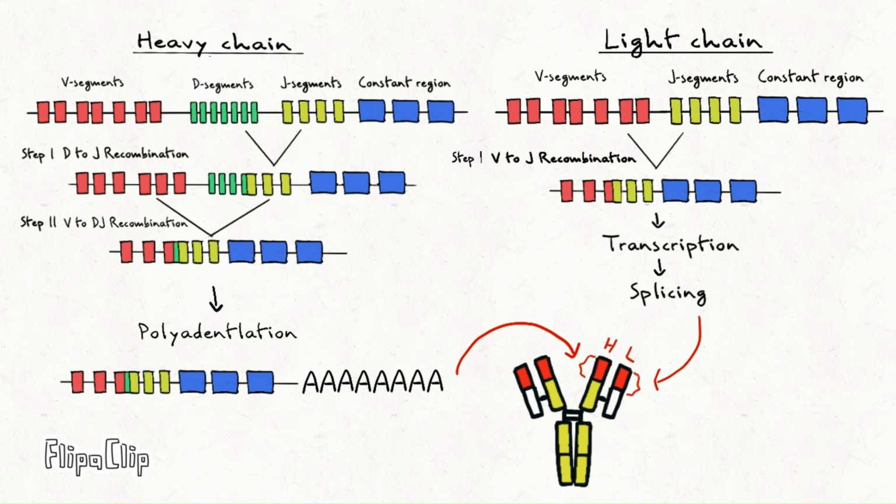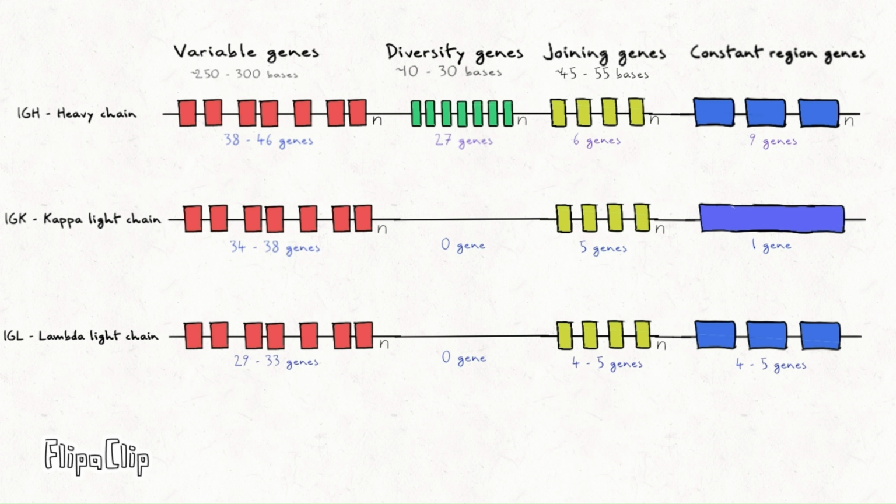Finally, the products from VDJ recombination of the heavy chain and VJ recombination of the light chain form the antibody structure. This is the summary of the number of genes for heavy chain and light chain genes, in order to generate the diversity of antibodies.